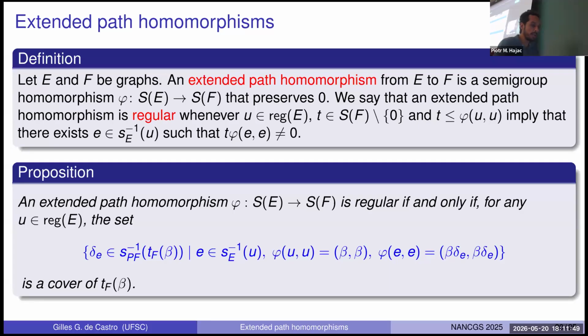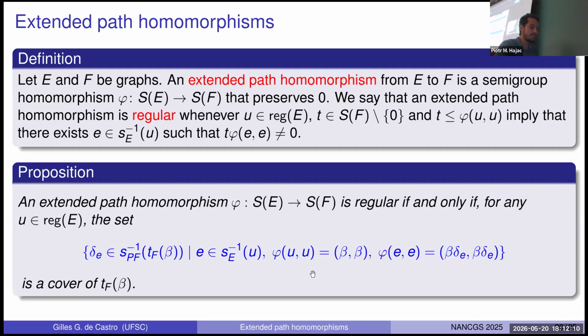And now if you look at this continuation, for each E you have this continuation of beta, which you call delta_E. So this continuation must be a cover for the targets of beta. So that's how we compare these two other definitions.